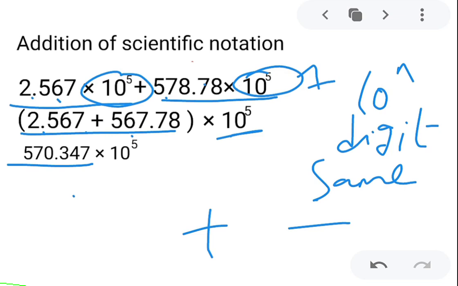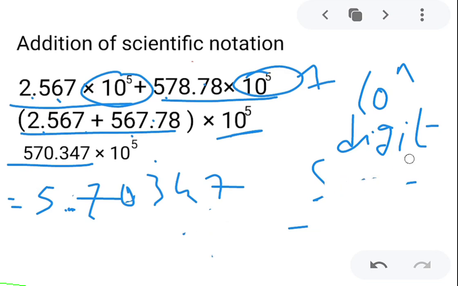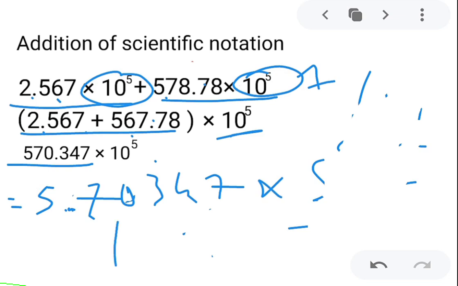Now just pause the video and write this in scientific notation. I need to convert that into 5.70. Clear? Why? Because in scientific notation, the point should come after one digit only. So this is the answer of addition, but I need to convert. So 5.70347 multiplied by 10 raised to something should come. So let us see what it should be.